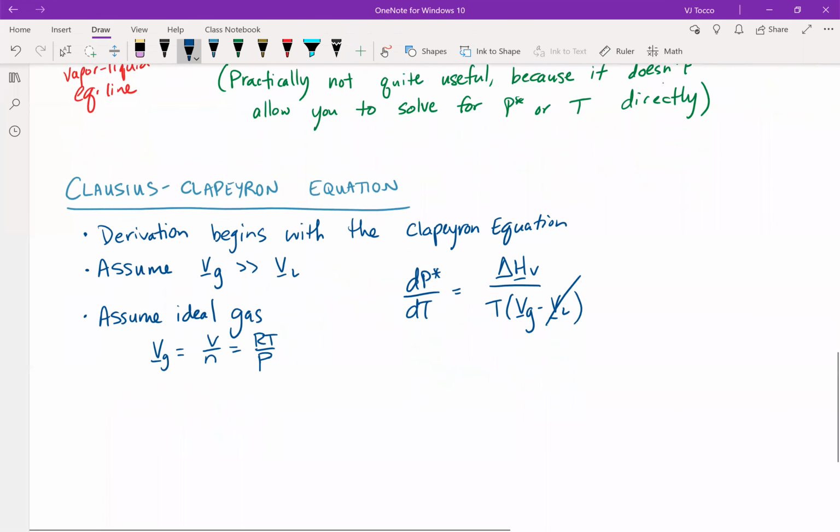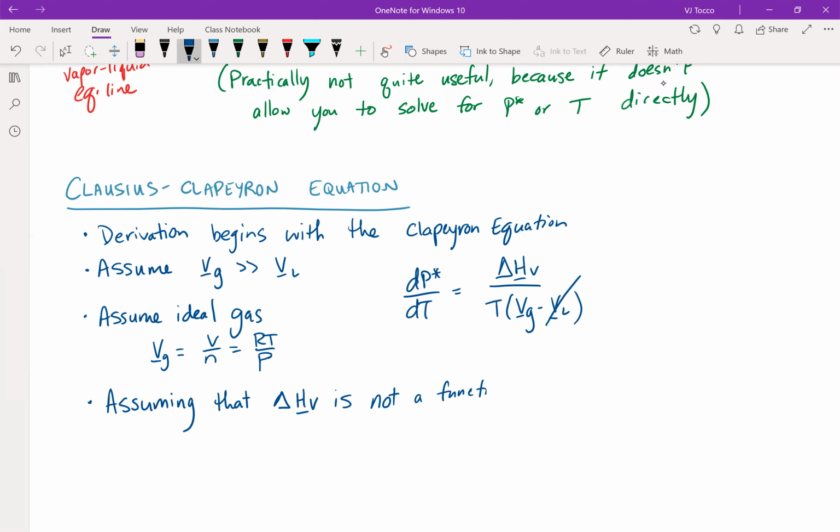And then the last assumption that you have to make is that the enthalpy of vaporization is not a function of temperature or pressure, assuming that delta HV is not a function of temperature. And this one is a little bit of a weak assumption. So HV is a function of temperature, but unless you know what that dependence is, you can't do the next step, which is integration.